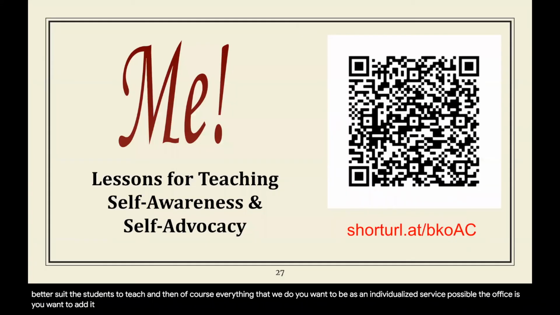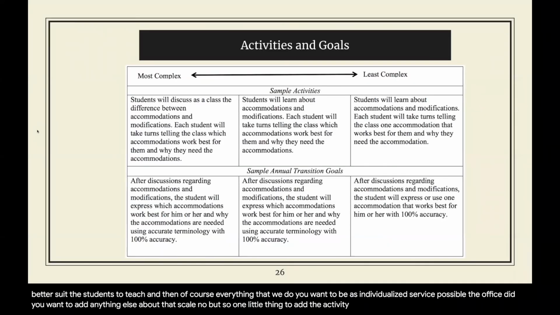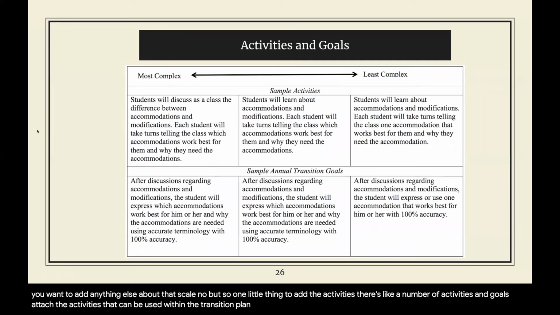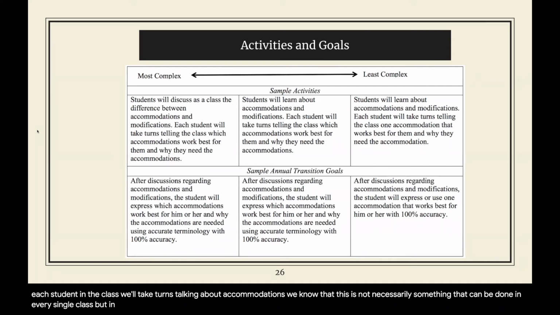Belkis, did you want to add anything else about that scale? No, but one little thing to add: there's a number of activities and goals attached to the activities that can be used within the transition plan in the IEP. And they're really great. A lot of the times, like the first one here, each student in the class will take turns talking about accommodations. We know that this is not necessarily something that can be done in every single class, but in classes where discussion like this is possible, then these are great activities to take place in. And there are also other options in the Tying the Knot document.